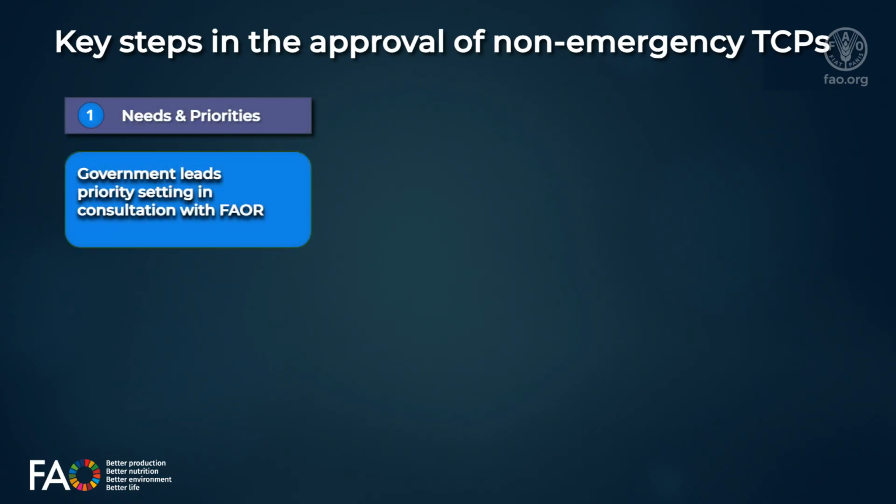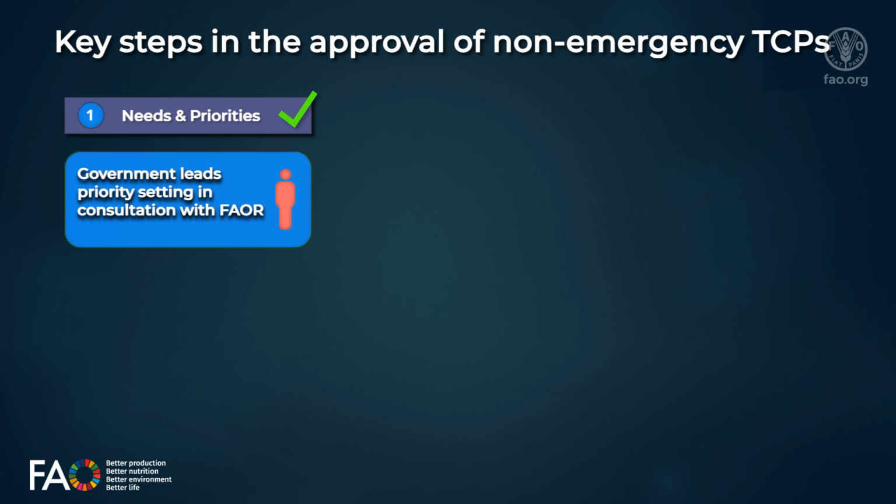The government leads priority setting for TCP funding in consultation with the FAO representative. Government priorities for use of TCP are normally derived from FAO's Country Programming Framework, or UNSDCFs. Priorities are established through the FAOR, taking into account available resources and applicable TCP criteria and policies. In the case of multi-country projects, the reports of FAO regional conferences or requests from intergovernmental organizations can also be considered.